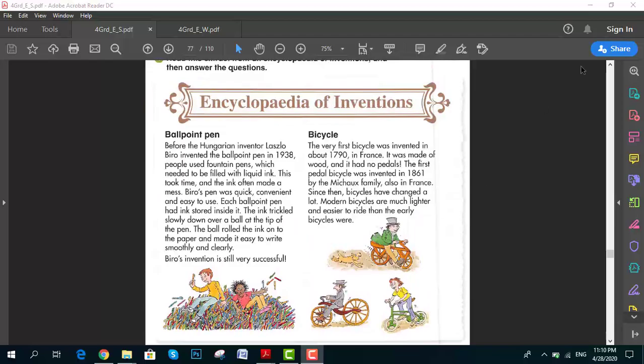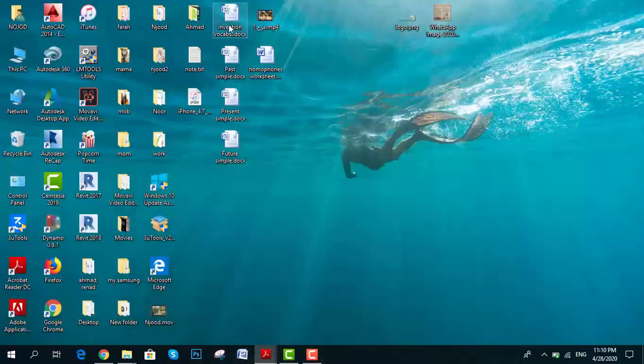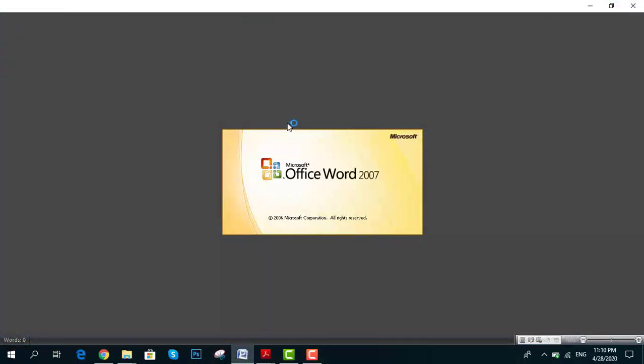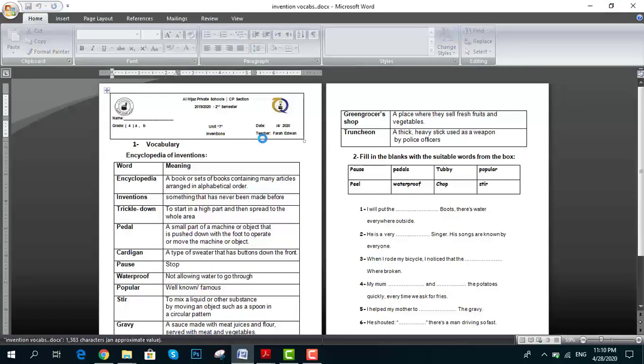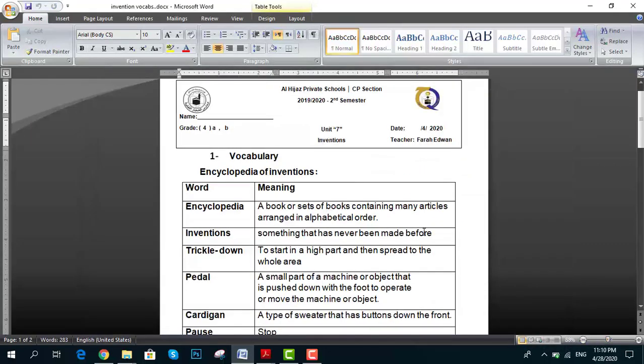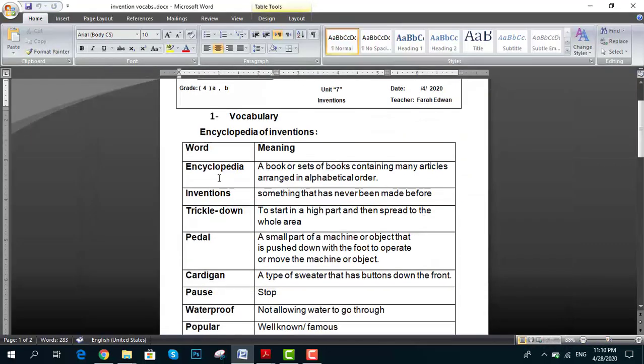Encyclopedia, let's go quickly. We're going to make a quick revision about the vocabulary. So, let's talk about the vocabulary. Let me make it bigger. Okay, first we have encyclopedia. What is the meaning of encyclopedia? It is a book or sets of books containing many articles arranged in alphabetical order.